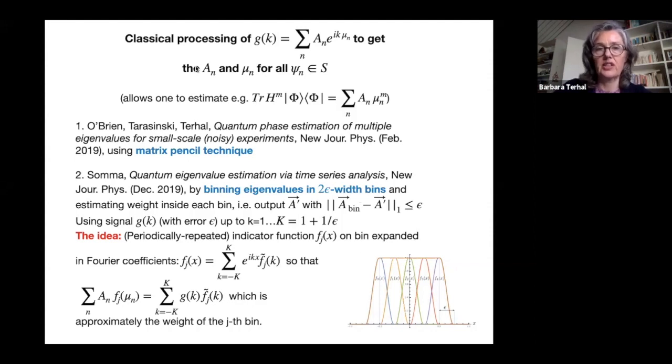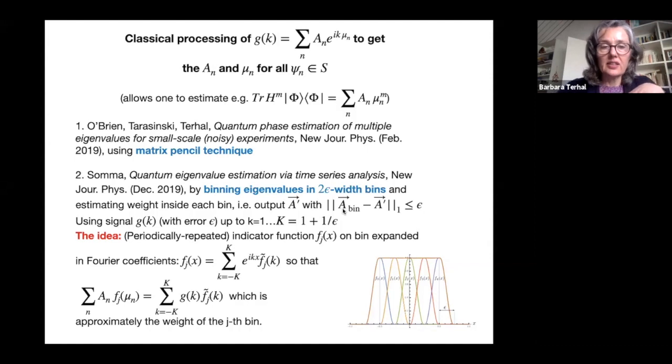So there are these coefficients a n, and I can define a vector a bin with coefficients indexed by the bin. I sum over all the eigenvalues in the ith bin, I sum over all the probabilities for the eigenvalues in the ith bin to get this coefficient. Yeah? So that's the kind of quantity I want to estimate.